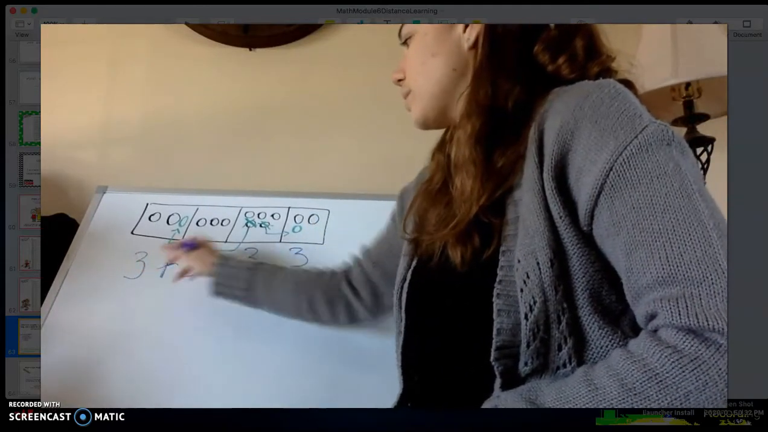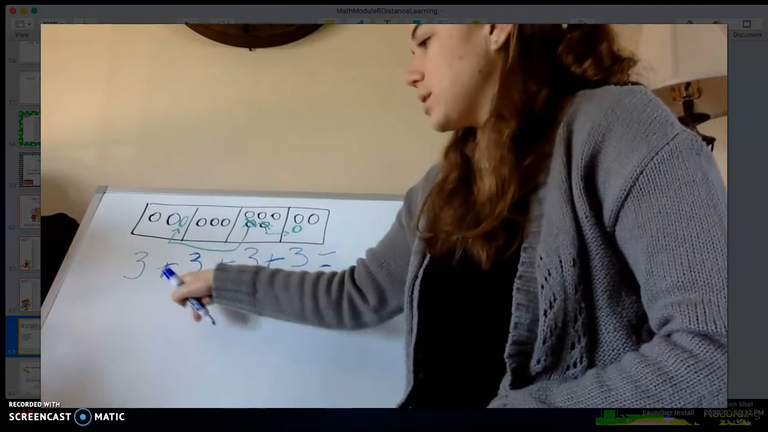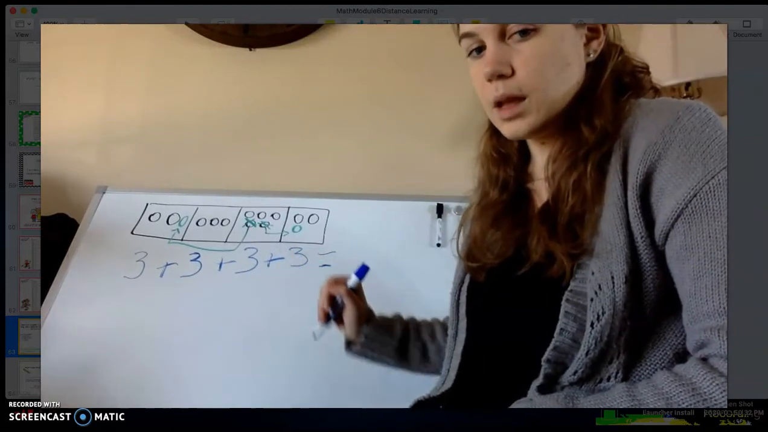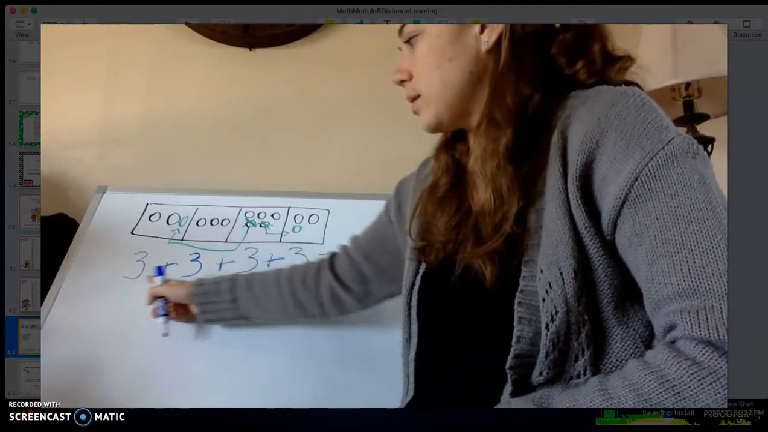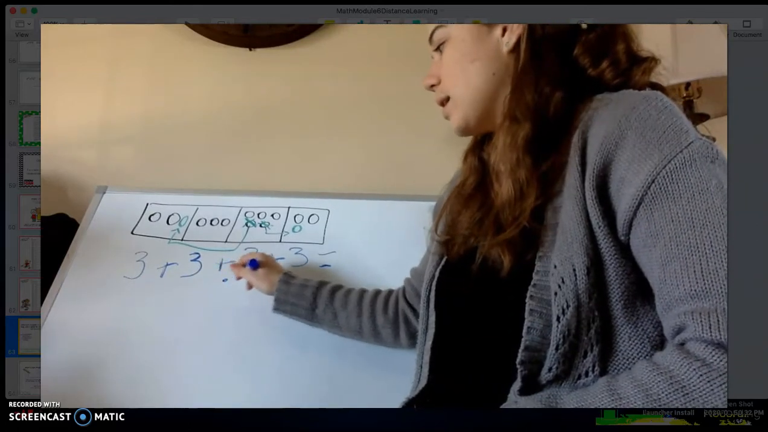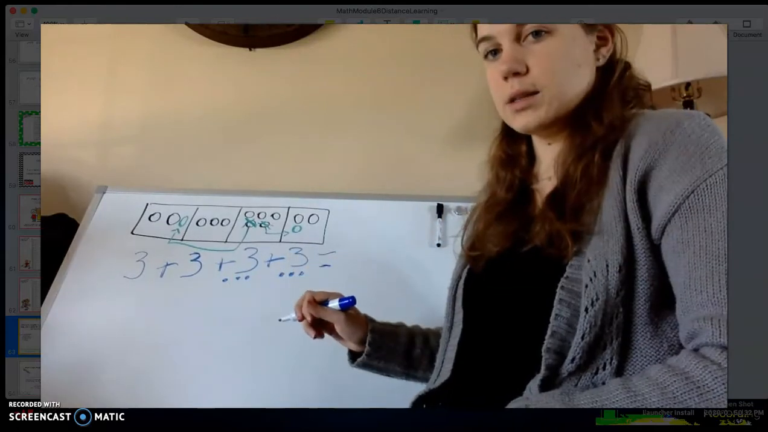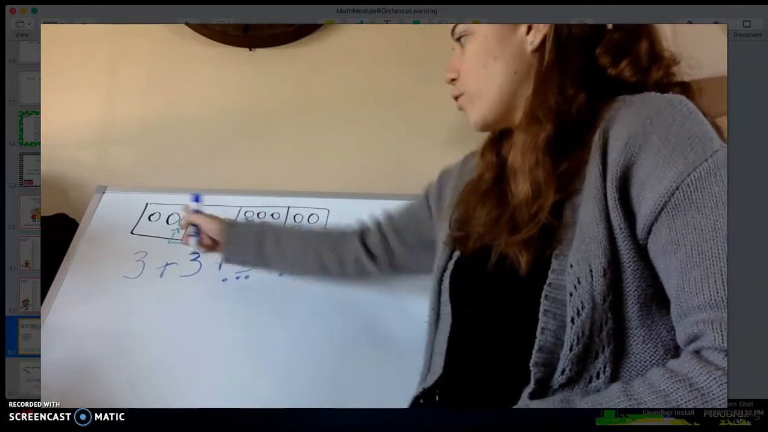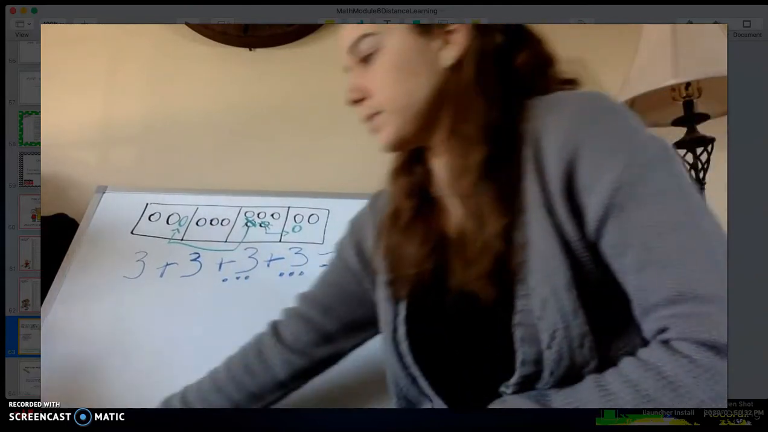So if we turn this into a repeated addition sentence, we have 3 plus 3 plus 3 plus 3. So let's try and solve our problem. 3, 4, 5, 6, 7, 8, 9, 10, 11, 12. What's our answer? Good, 12. So remember, 4 groups of 3 equals 12.